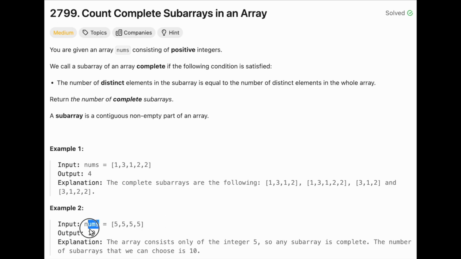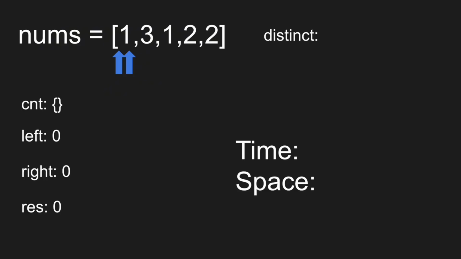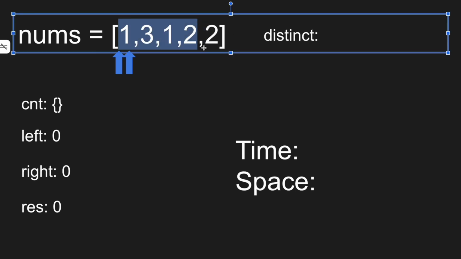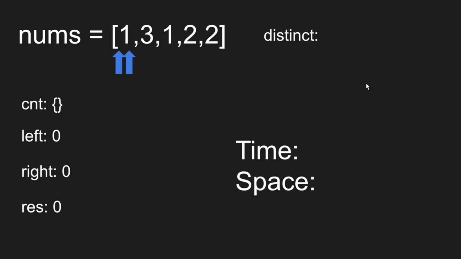So we return 10. So now that we have seen some examples, let's get to how we can solve this problem. For this problem, if we know that this window works hypothetically, then we know that we can add as many elements to the right of it, and that will also work. So that's the intuition behind this problem. So we will be using sliding window.